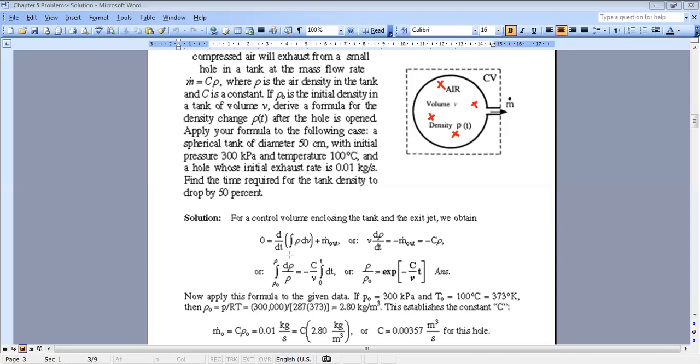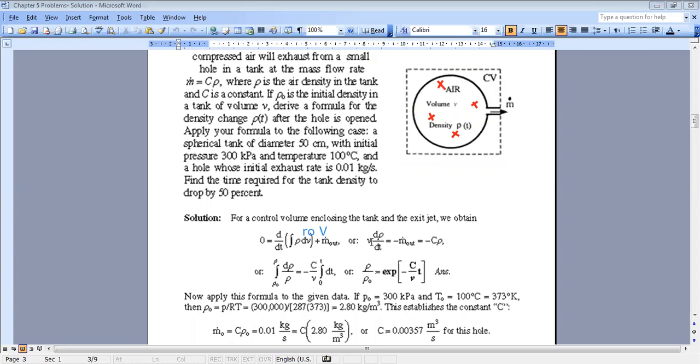Also, like in the previous problem, the integral of rho dV can be replaced by rho times the volume of the air inside. Since my tank has constant volume, because it is characterized by a certain radius which is not varying, it's a solid tank, I can take V outside of the derivative. I am differentiating rho times V with respect to time, but V is constant, so I get V times d rho by dt.